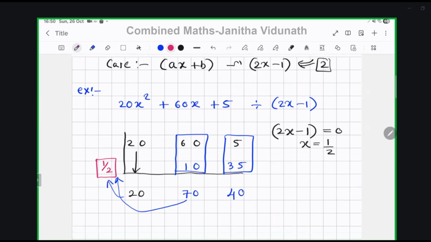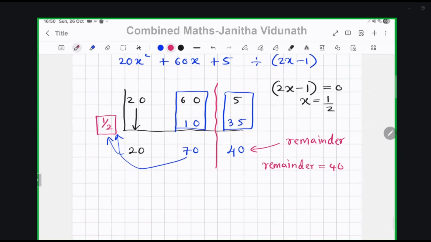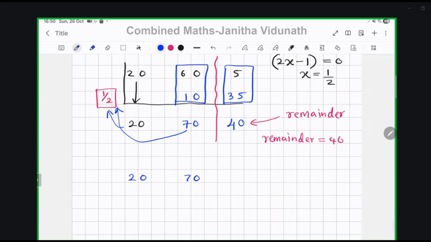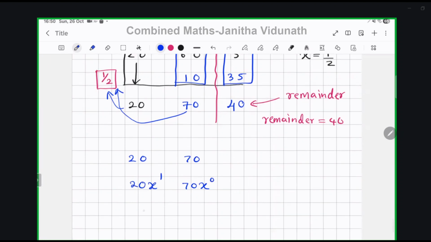According to our previous steps, the last number is the remainder. Our remainder is 40. Now according to our previous step, our quotient coefficients are 20 and 70. That means 70 is for x to the power 0, and 20 is for x to the power 1. That means the quotient is 20x plus 70.